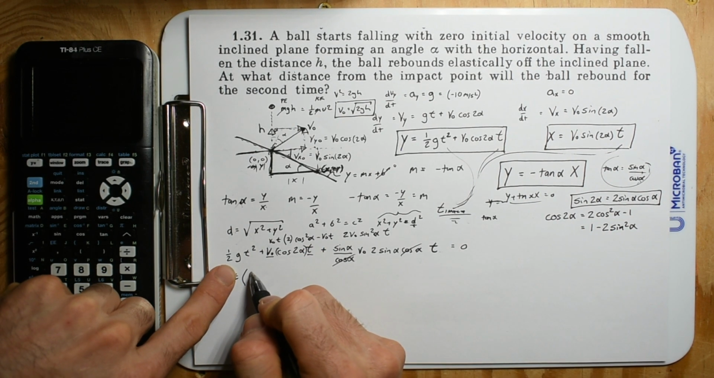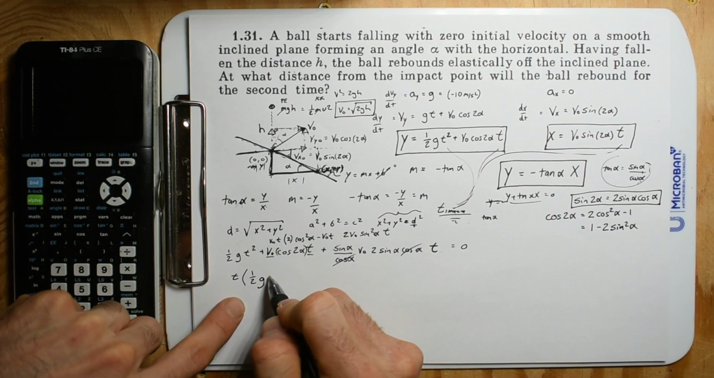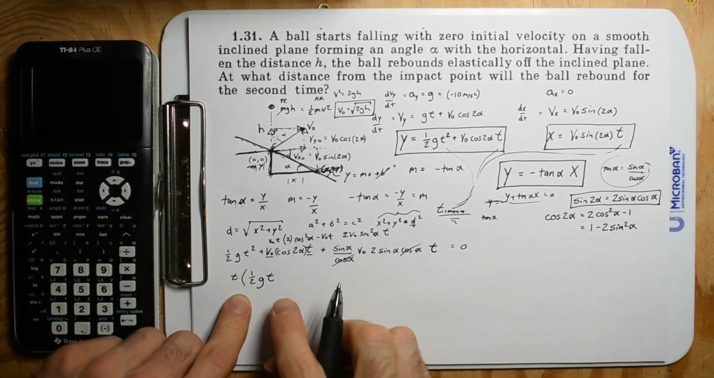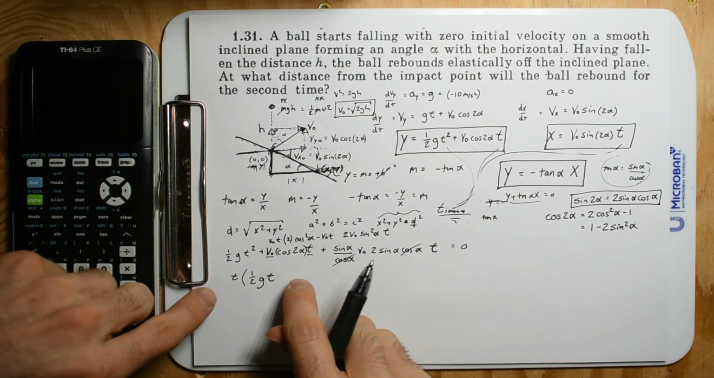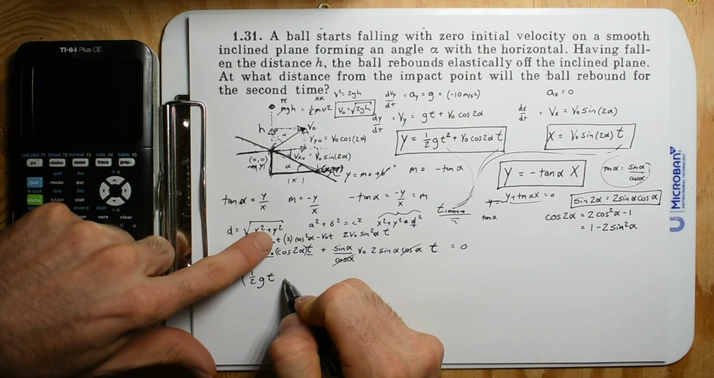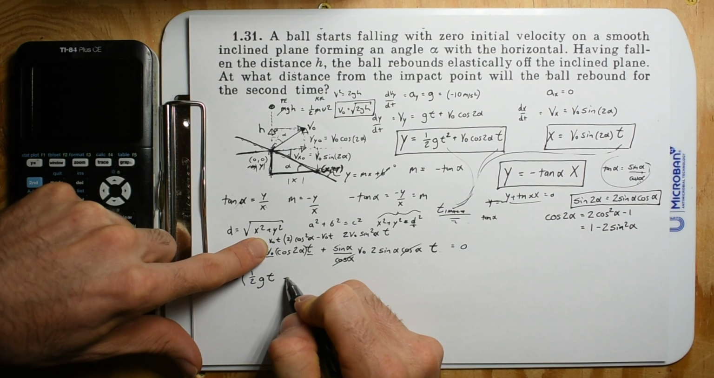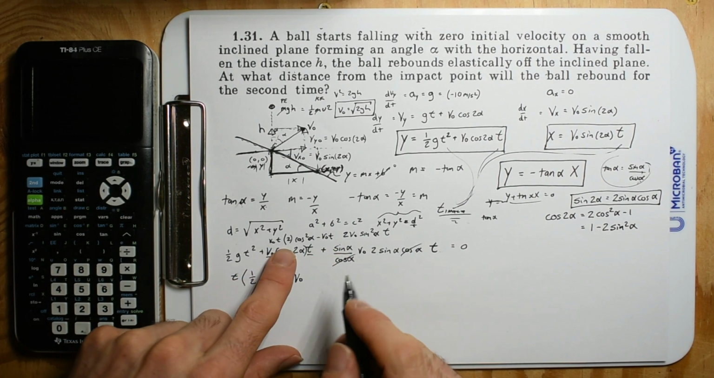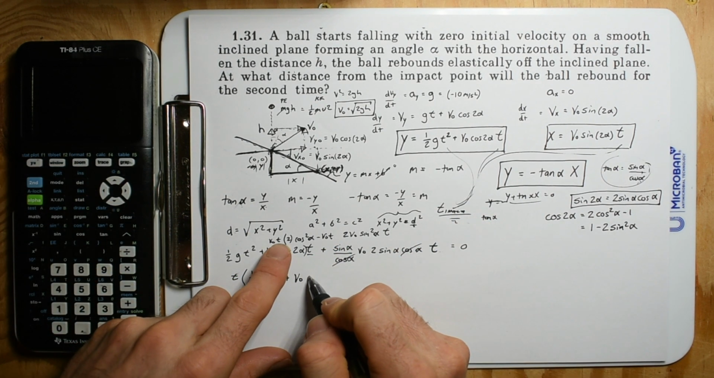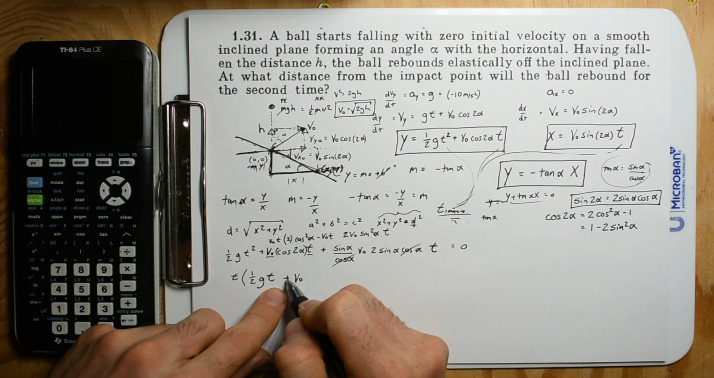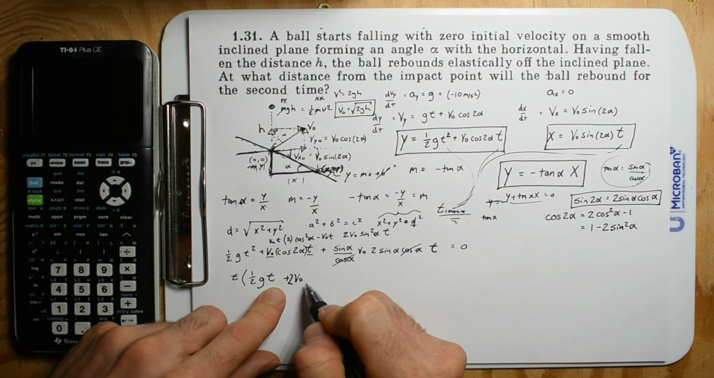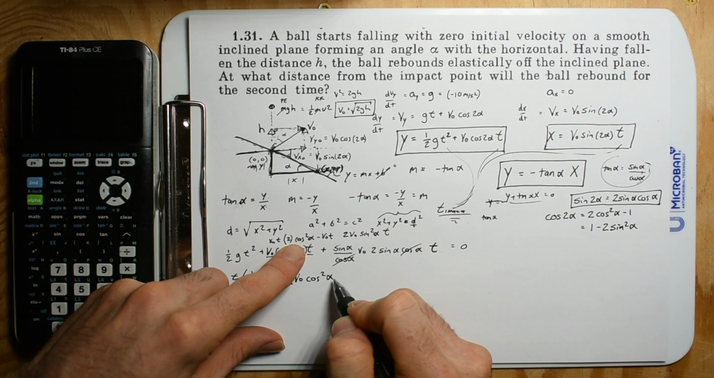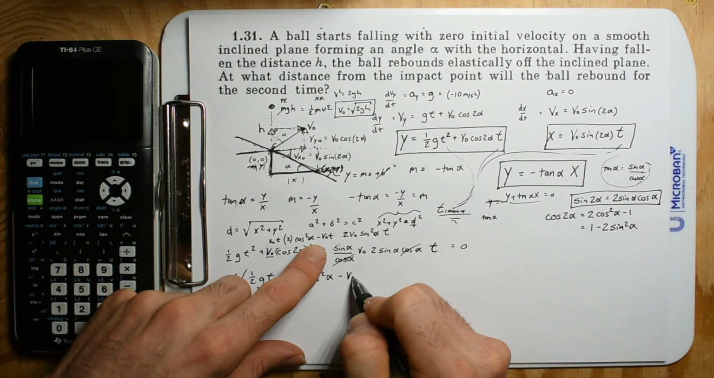So we have 1/2 gt, since we're factoring out a t. And okay, now we just have this thing. So it's plus V naught, and we're already factoring out the t. So we have V naught, and I'm going to put the 2 out here: 2 V naught cosine squared alpha minus V naught.